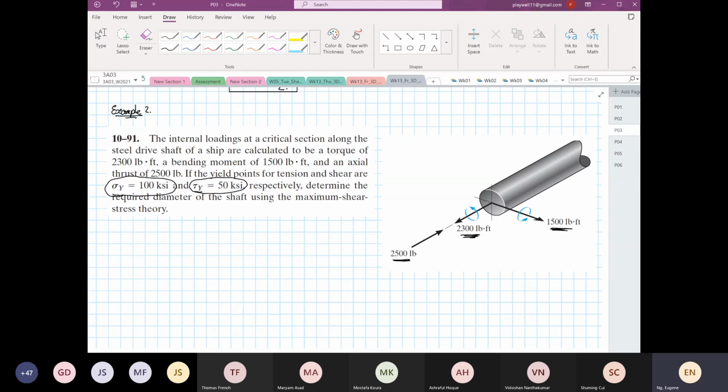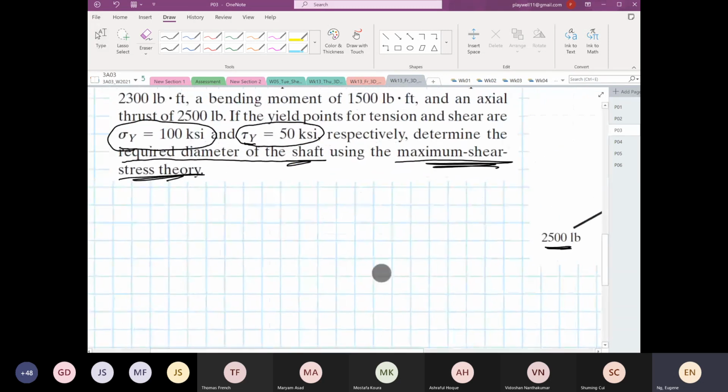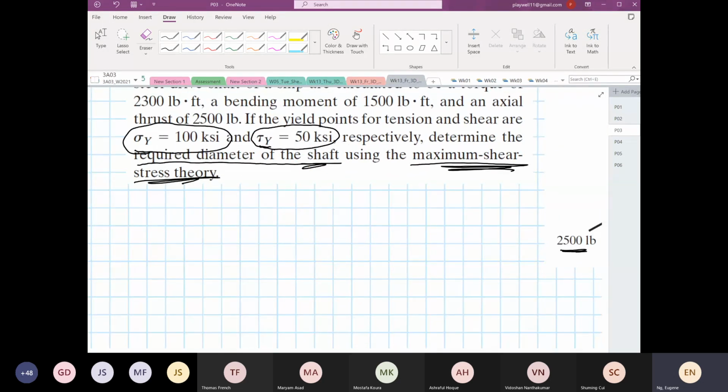So they want us to determine the diameter of the shaft using the maximum shearing stress criteria. This is given. Like how I taught you to remember, when we are given the maximum shear stress criteria, we know that this is equal to the Tresca criteria.